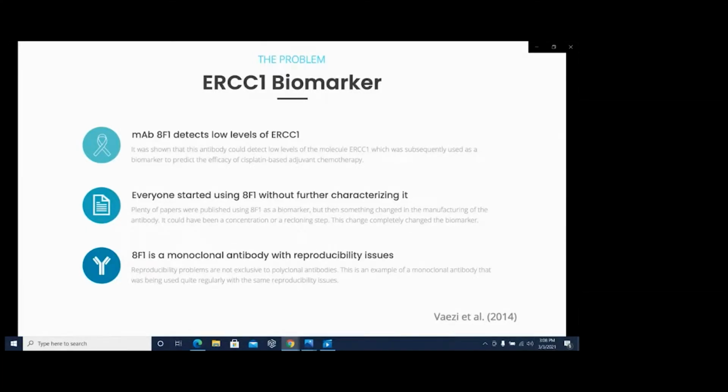And if that wasn't bad enough, it was actually found that 8F1 didn't even specifically identify ERCC1, but it also recognized CCT alpha. And in the end, it actually turned out that it was CCT alpha that was indicating greater survival outcomes and not ERCC1 at all. And that wasn't discovered for years, and yet researchers were constantly going back to the literature to refer to this specific monoclonal to further research everything. But something changed in the manufacturing process that overturned years upon years of actual hard research.